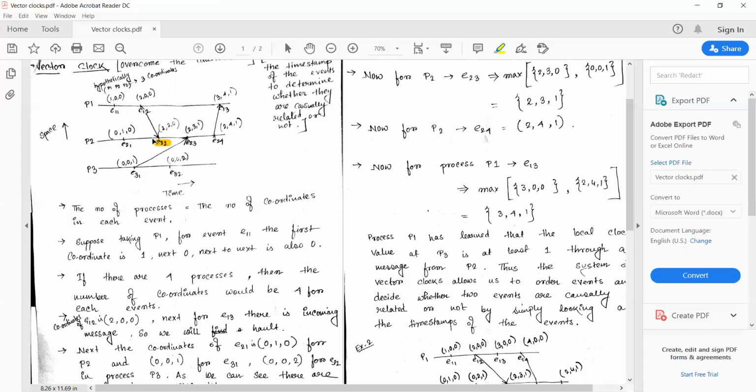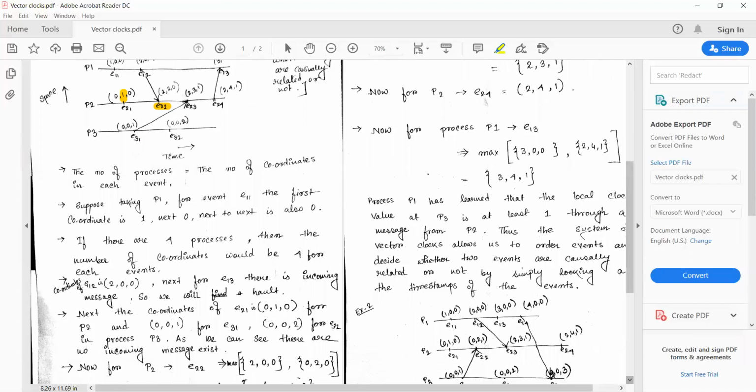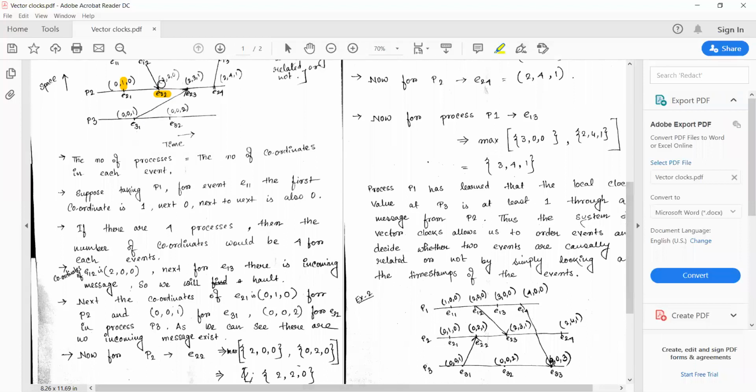So no records have been found for P1 and P3, but the value of P2 will get changed by plus D. The D is 1, so this will get changed to 1, that is 0 to 0. See, for E22, 0 to 0, if there are no incoming messages.